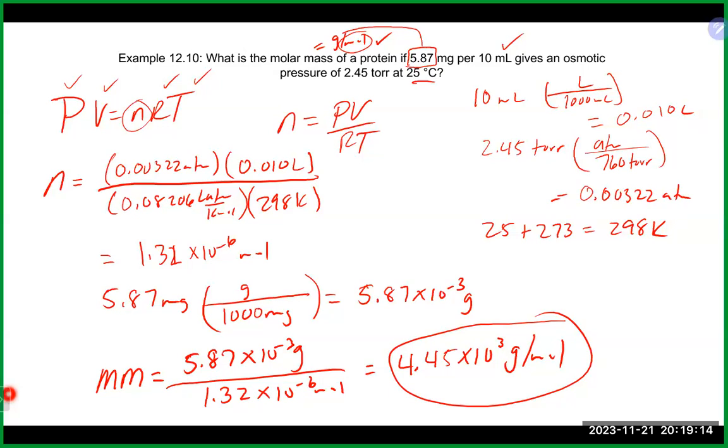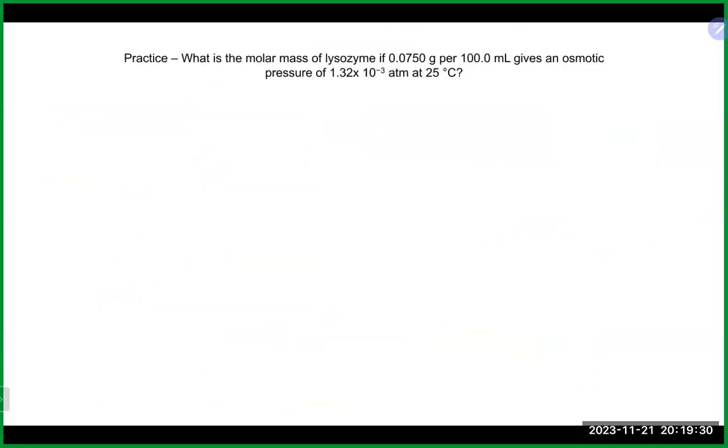Any questions on that calculation? Again, it's pretty much identical to what we did in the gas chapter. Any questions on that? So let's try one more here then. Why don't you try this one? What is the molar mass of a lysozyme that is 0.075 grams per 100 milliliters, gives an osmotic pressure of 1.32 times 10 to the minus 3 atmospheres at 25 degrees Celsius?